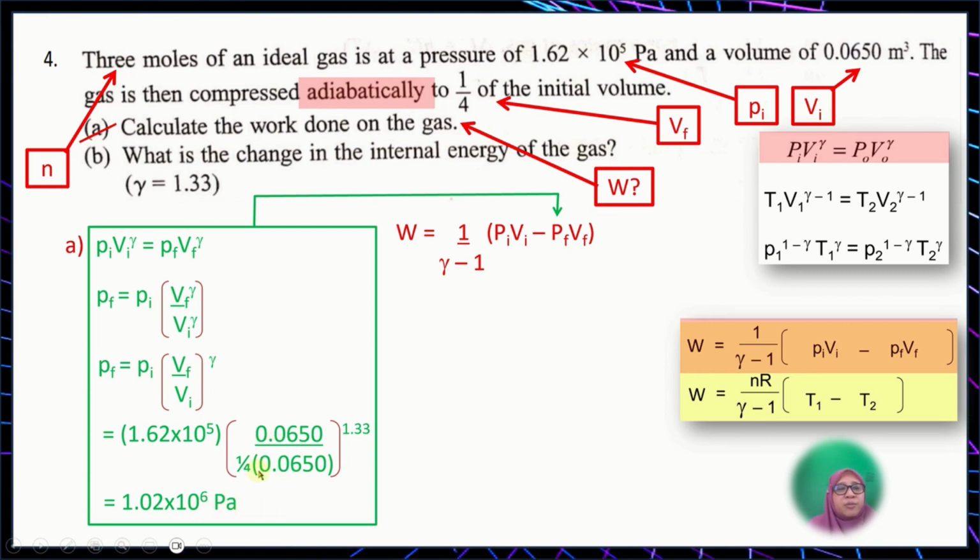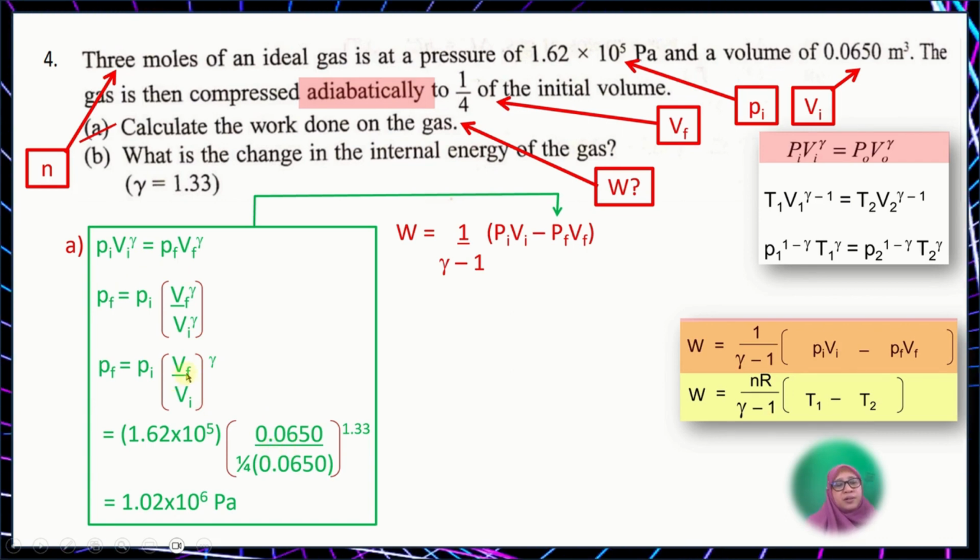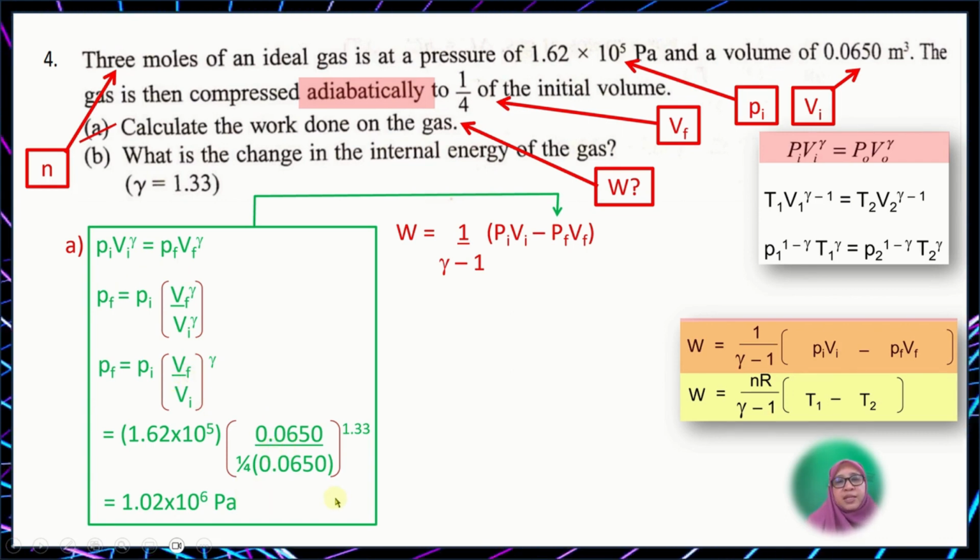So you make this correction, V_F first, then divided by V_I. Let's check P_F, P_I, V_I. Correct, V_I first. There's a typing mistake here. P_F is P_I V_I to the power of gamma, so V_I on top. So this one is correct. The label here is wrong, but the answer is correct.